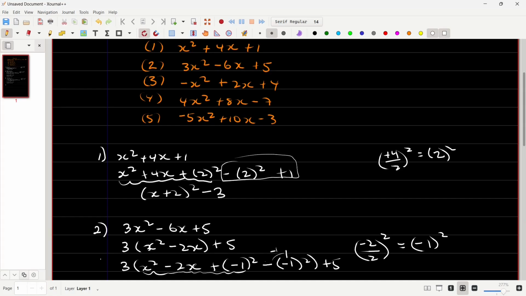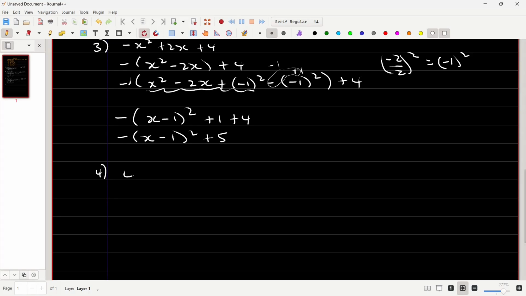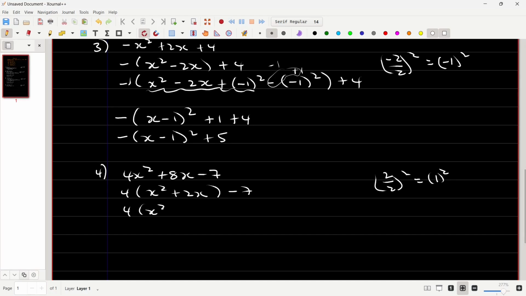Let's go on to number 4. And that is 4x squared plus 8x minus 7. So factor out the 4, we get x squared plus 2x, close bracket, minus 7. Then we're going to take that 2 divided by 2, and then we're going to square it, so that means we get 1 squared. So that means 4 into x squared plus 2x plus 1 squared minus 1 squared, close the bracket, minus the 7.